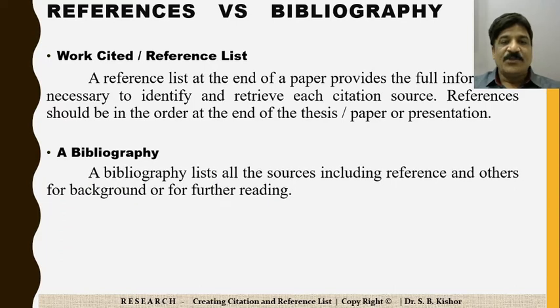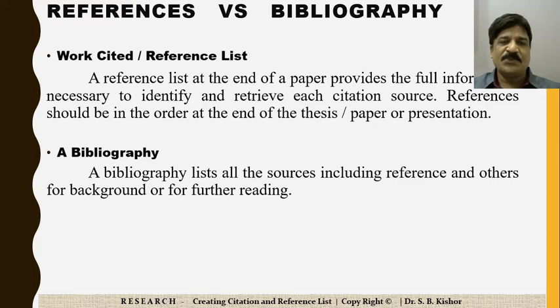Bibliography is a list of all the sources including references. It means, in short, we can say that a references list is a subset of bibliography, and the others are for background or further reading. So it might be possible that you have referred to some other book, journal, or paper, but you have not copied any idea or material from those in your research paper. That is referred to as bibliography. So again remember, a references list is simply a subset of bibliography.